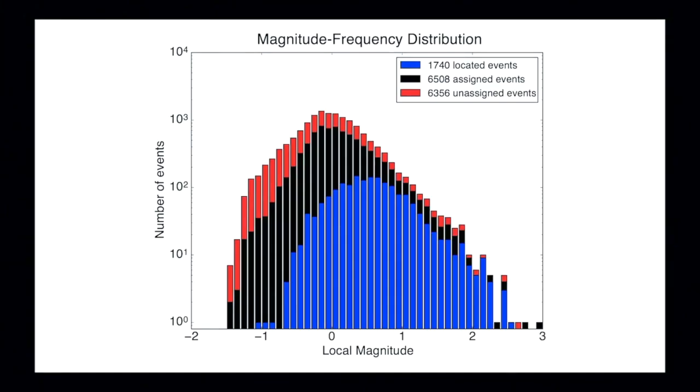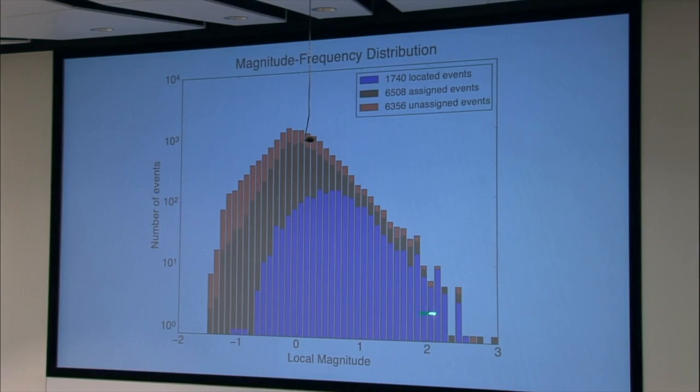As I said, earthquakes follow a power law. What's shown here are the events we were able to detect. This is magnitude, and this is the number on a log scale. Because these are small events, we were only able to locate 1,740 of them. So most of them we can't locate, but we can localize them because they're similar to nearby earthquakes.